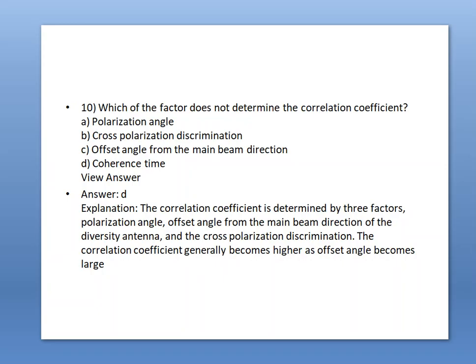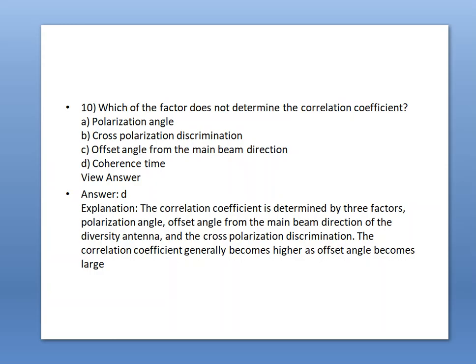Now, the last bit. Which of the factors doesn't determine the correlation coefficient? Option A, polarization angle. Option B, cross polarization discrimination. Option C, offset angle from the main beam direction. Option D, coherence time. Yes, the answer is coherence time. Why is it coherence time?